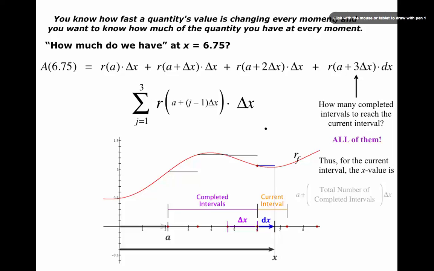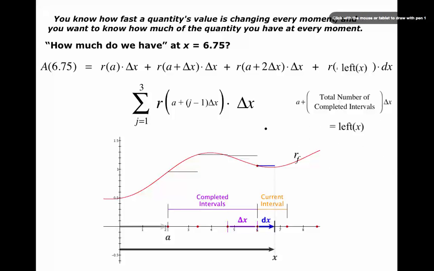So for the current x interval, the formula is a plus the total number of completed intervals, delta x. In this case, it was 3. All the completed intervals, that many delta x's, plus a, get you to the left side of the current interval. This is a very important point, so it has its own function. It's called left x. A plus the total number of completed intervals times delta x is what we call left x. And so r of left x gives us the constant rate for the current interval.